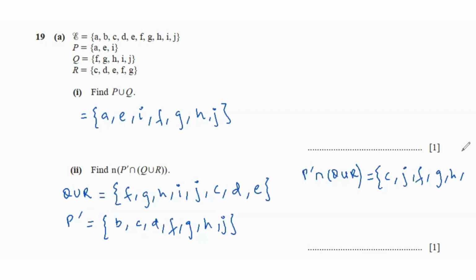F, J, C, H, D as well. Yeah. So we have 6 elements in total. So the number would be 6.